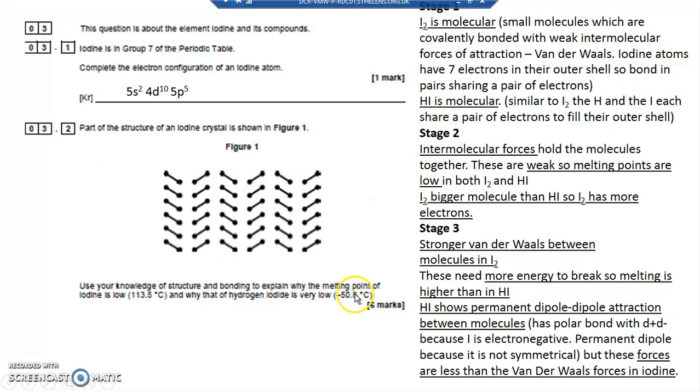The next stage, for the next 2 marks, is to talk about the intermolecular bonds. We've already said there's no delta plus and delta minuses, no polar bonds within the actual molecules, and therefore there's no dipole-dipole attractions between the molecules or any hydrogen bonds between the molecules. It's all van der Waals forces. So the intermolecular forces are van der Waals forces in both iodine and hydrogen iodide, and they're weak, so the melting points of both of them are low.